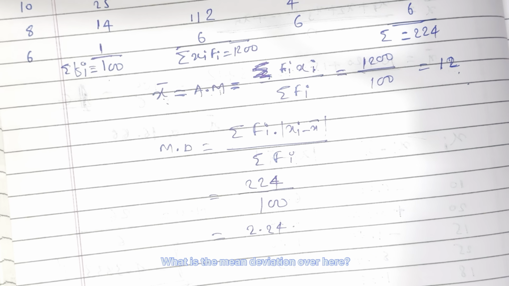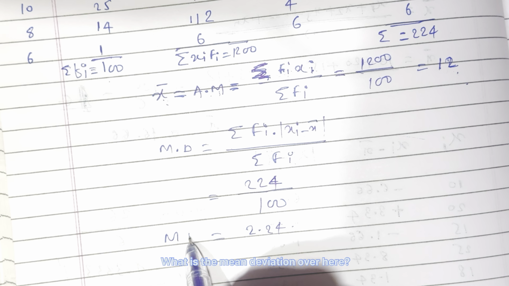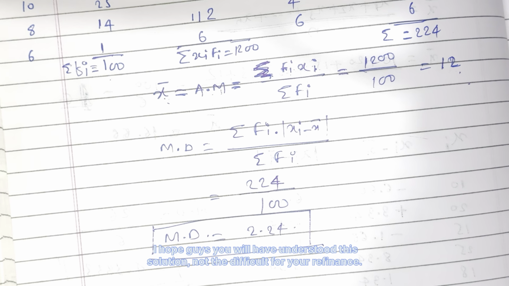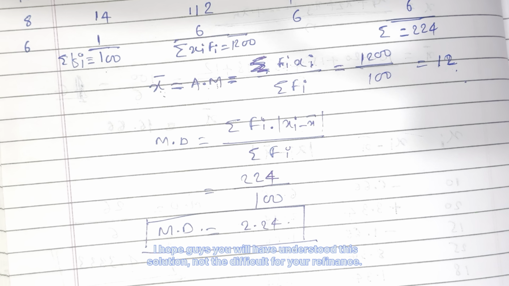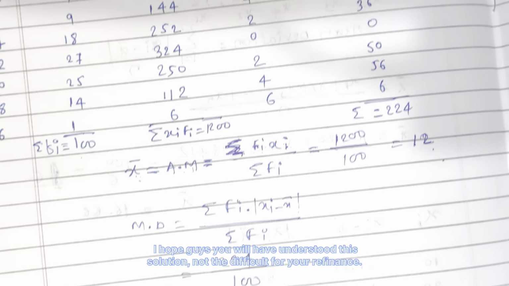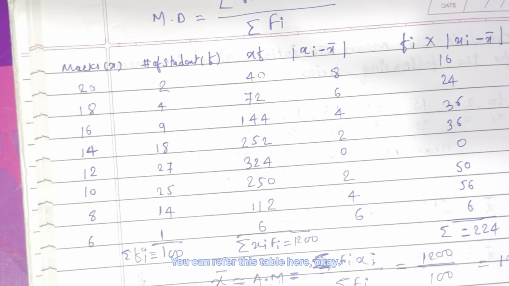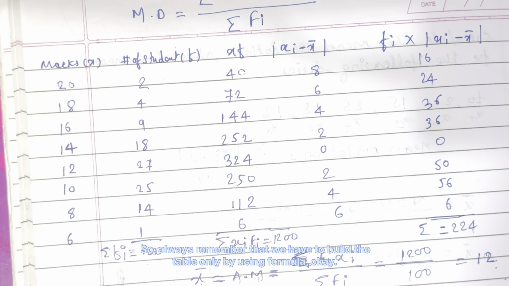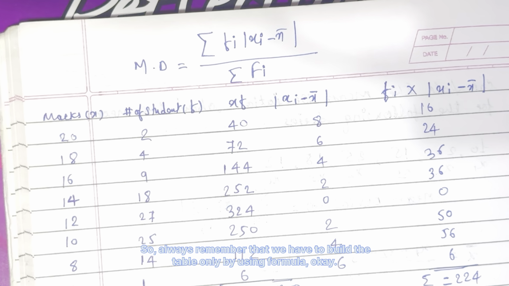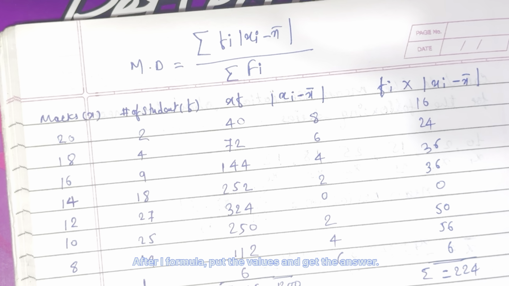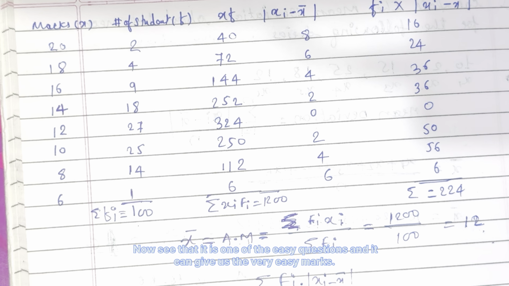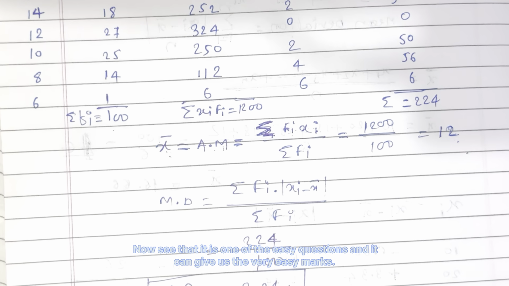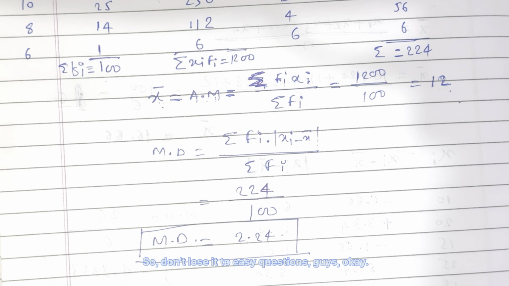The mean deviation here is 2.24. I hope you have understood this solution; it is not difficult. For your reference, you can refer to this table. Always remember that we build the table using the formula: apply the formula, put in the values and get the answer. This is one of the easy questions and it can give us very easy marks, so don't leave such an easy question.